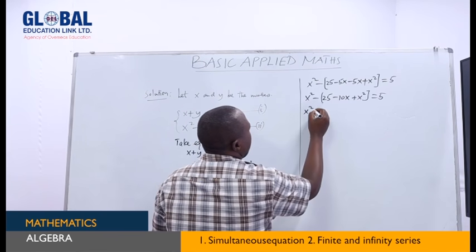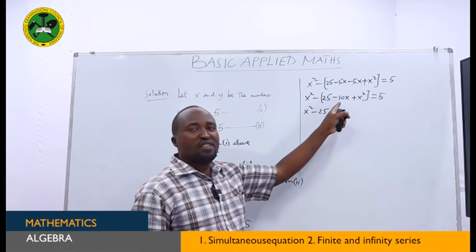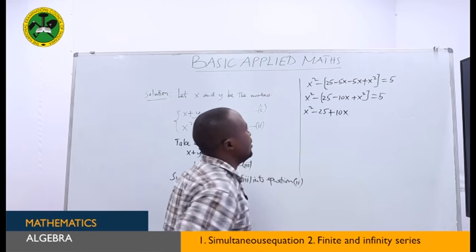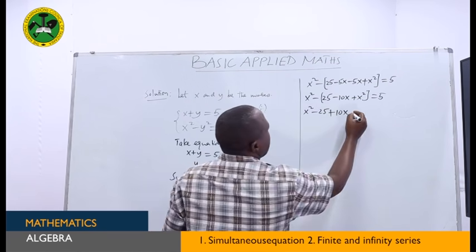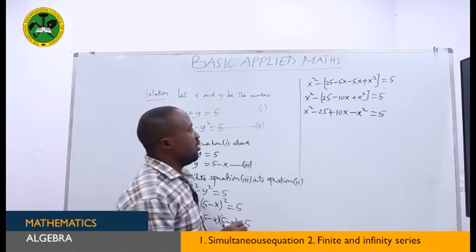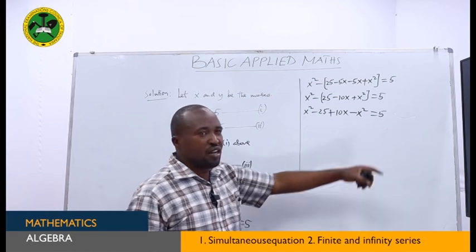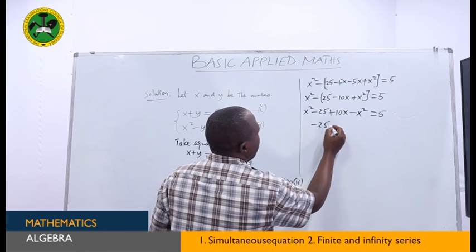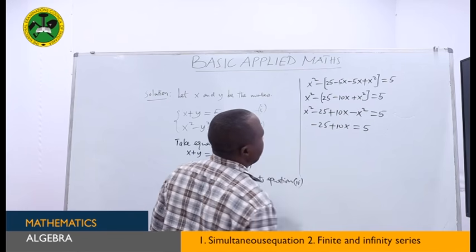That is x squared minus, you have 25, but here we have negative times the negative, that is positive 10x. And we have negative times positive x squared, that is negative x squared is equal to 5. Now we have x squared minus x squared, that is 0. So we are going to have negative 25 plus 10x is equal to 5.